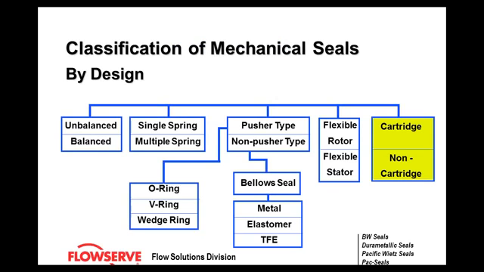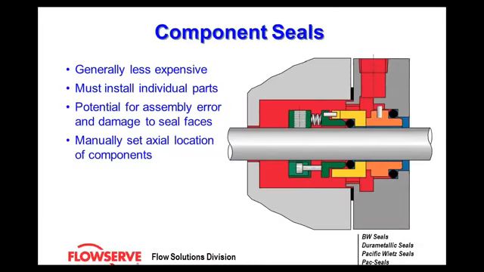And of course, now we're going to talk about cartridge versus non-cartridge seals. This is one of the more important sections of this seminar. One of the biggest things between the two we'll talk about here in a second. A component seal is generally less expensive, and that's one of the reasons, because you are actually only buying the seal elements. You're basically buying what's in green, what's in yellow, and what's in orange. Those parts are basically swapped out into the pump, and you use the existing gland that came with the pump.